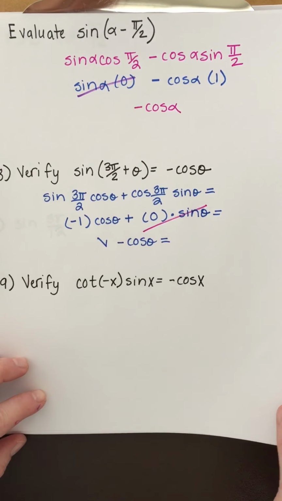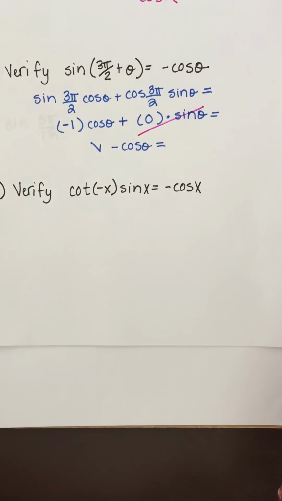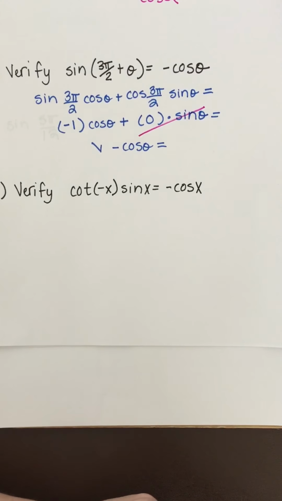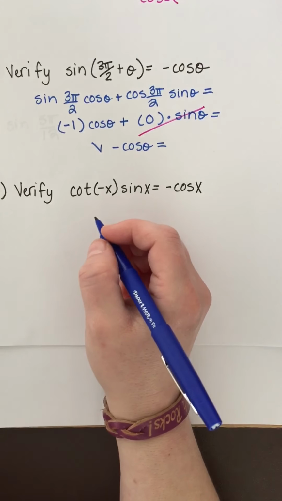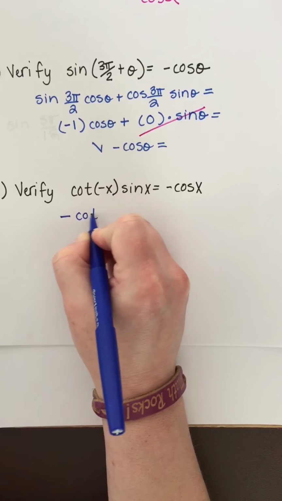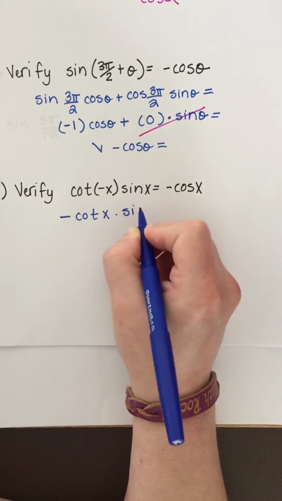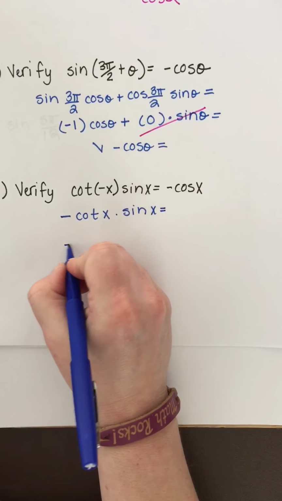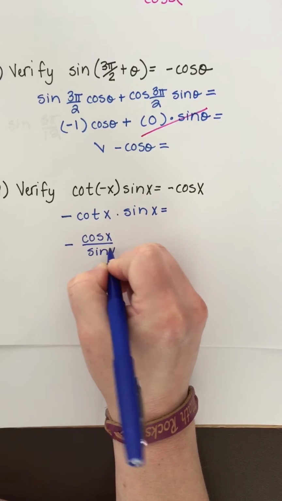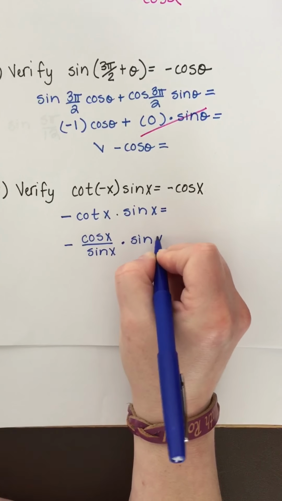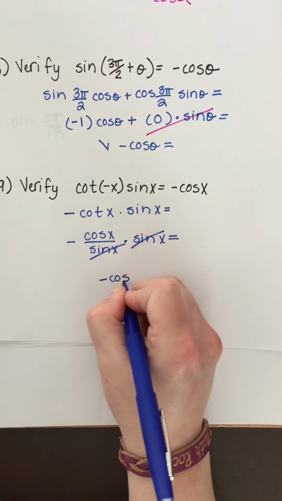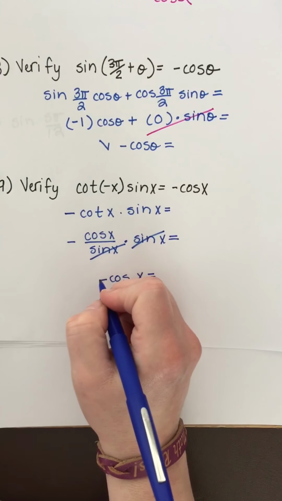All right, let's do another verifying. We want to verify that the cotangent of negative x times the sine of x is the negative cosine of x. So I know that cotangent is odd, so that's the same thing as the negative cotangent of x times the sine of x. I also know that cotangent is the cosine of x over the sine of x. These two lovely sines will cancel out, and I've got the negative cosine of x. And we're finished.